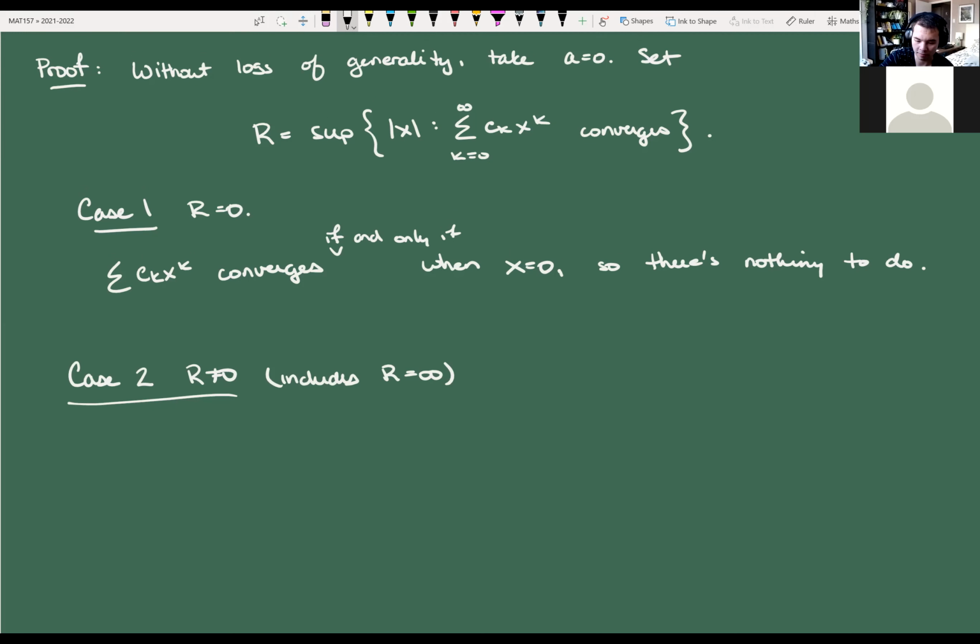Okay, so what do we want to do here? Let's prove divergence first. So if the absolute value of X is bigger than R, we want to show that it diverges, right? But of course it diverges. R is the supremum of all the convergent ones, so it must diverge. Then the sum of c_k x to the k must diverge.